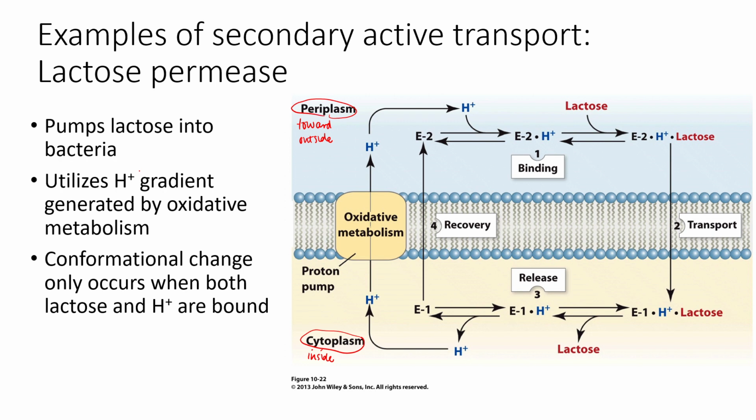So in the previous slide, when we talked about our sodium-glucose symporter, that was driven by a pre-existing gradient of sodium ions that was created by the sodium-potassium pump. Here we're using a different pre-existing gradient of protons, and we see that here with our proton pump. So through a process of oxidative metabolism, bacteria are able to use this proton pump to drive positively charged protons out of the cell, which creates a proton gradient, where you have high concentration of protons on the outside of the cell and a low concentration of protons inside of the cell.